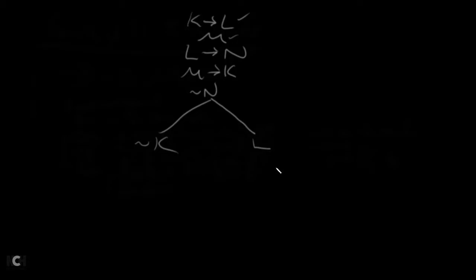Again, you're basically doing the rule of material implication on it. Okay, so anything here, any contradictions in this stream? No. Any contradictions in this stream? No. Moving on. We're going to break down this L arrow N now.